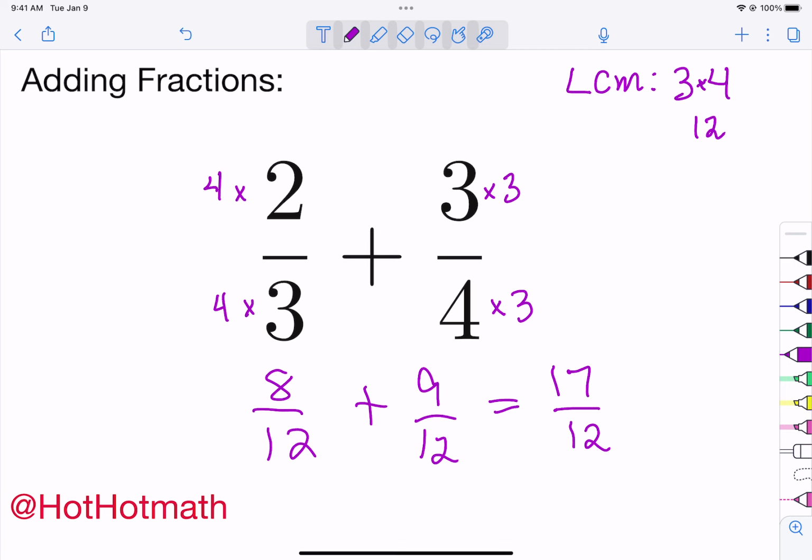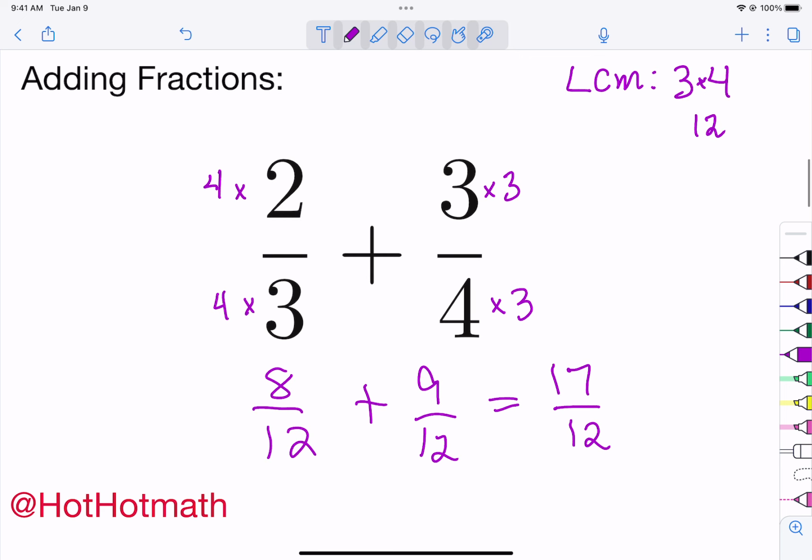Now it's okay to leave it like that. There's some things we can talk about here. If the top ends up being bigger than the bottom, this is what is called an improper fraction. So these two started out as proper fractions where the top is the smaller number. Well, here where the bottom is the smaller number, you can ask yourself, okay, how many times will 12 go into 17? Just one time. And if we take off that 12, we have 5 remaining.